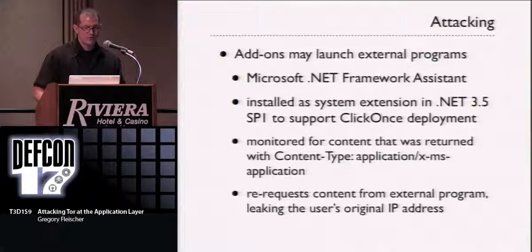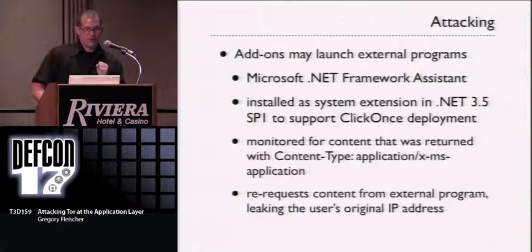Now, add-ons may also launch external programs, and this is a pretty good one. Microsoft, in their .NET framework, installs this framework assistant, and this gets installed as a global extension. If you've been paying any attention to tech news over the last several months, this blew up in the Washington Post. Brian Krebs had a whole big thing, and it just got all out of control. And Microsoft had to release a patch. And this patch then, instead of being installed globally, would get installed to your local profile.